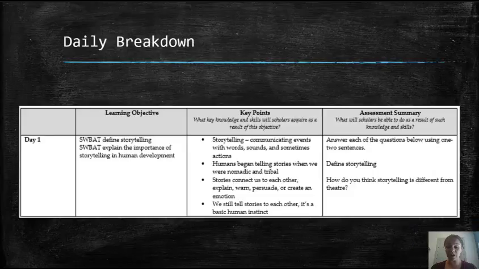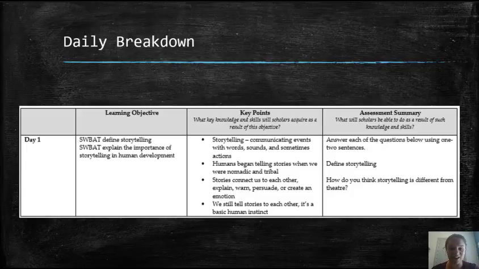Now we're going to move into the daily breakdown and look at the days that I have laid out in this unit. Again, this is completely adjustable. Take this as a guide, but adjust it and change it and move things around as works for you and your scholars. So first day, I like to start not even with theater, but with the idea of storytelling.